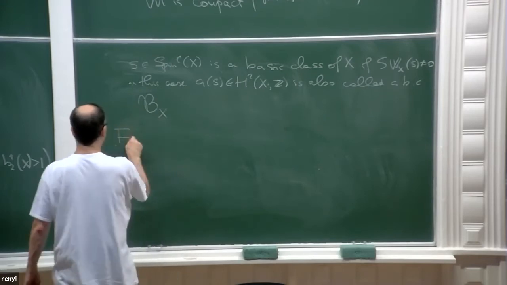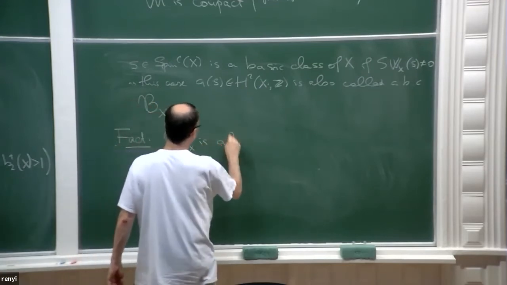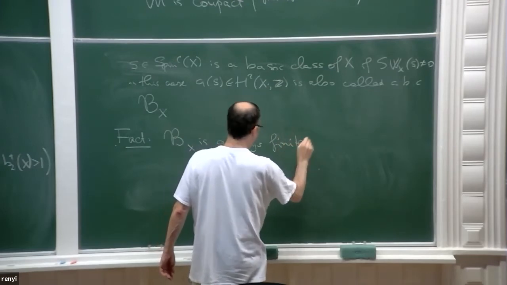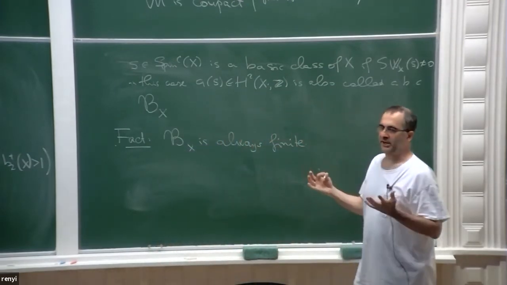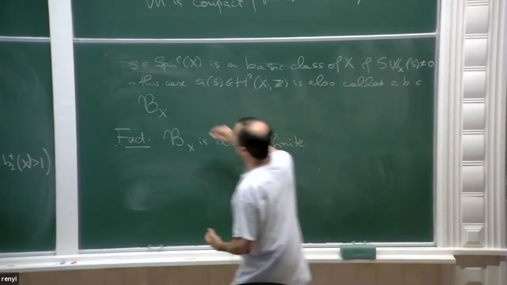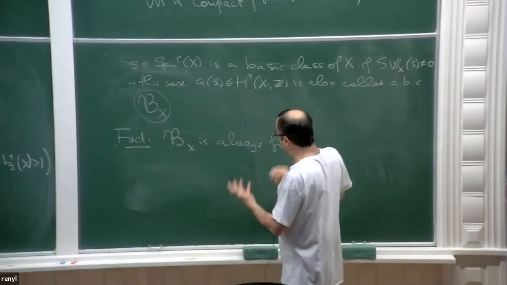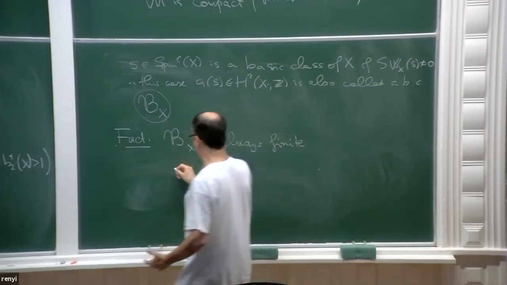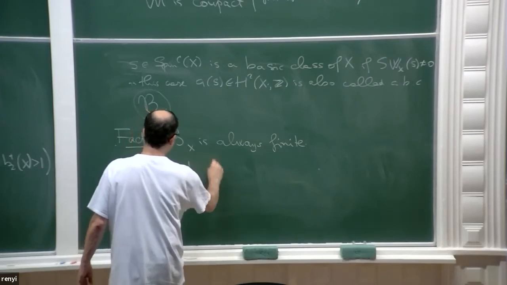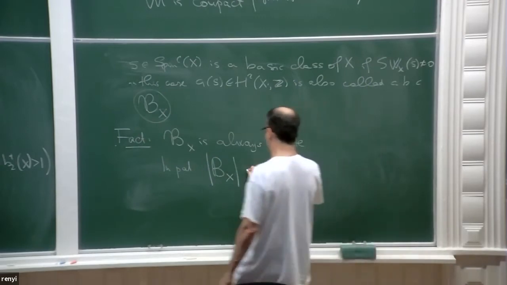Here's a fact. Bx is always finite. So at this stage, you can forget about how this differential equation was defined. We either have a set of second cohomology classes or just the cardinality of this set. So in particular, Bx, the size of this set, is a diffeomorphism invariant.